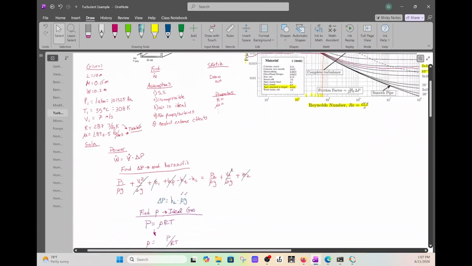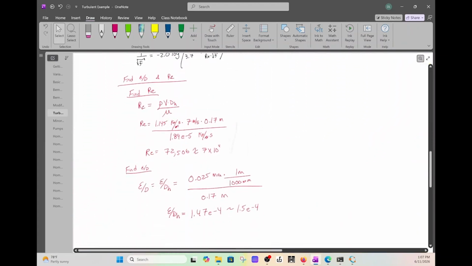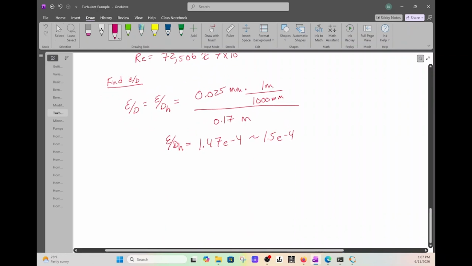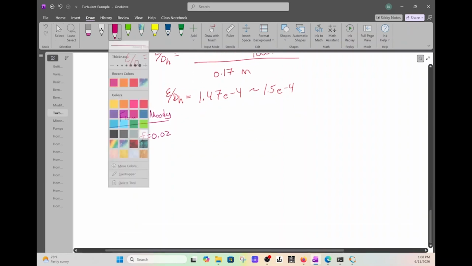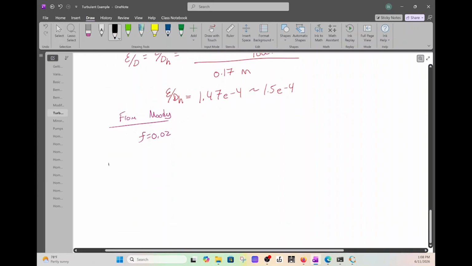All right. So F is 0.02. So from Moody, F is 0.02. Sweet. Okay, now we can just plug the numbers in.